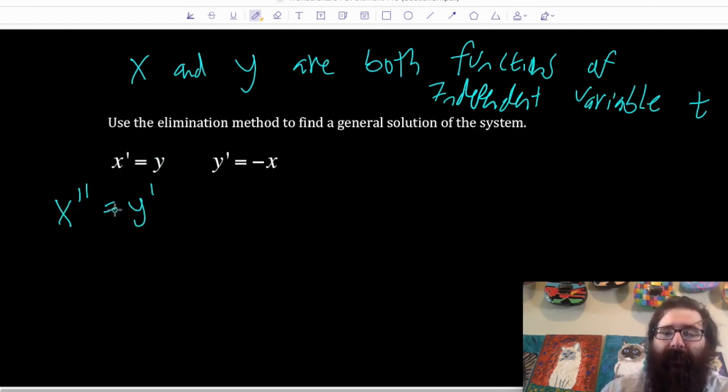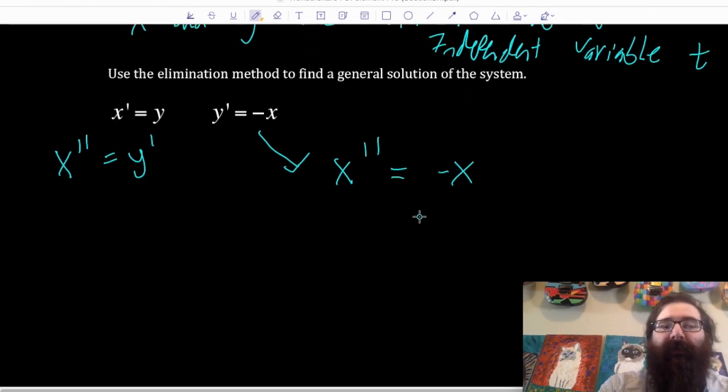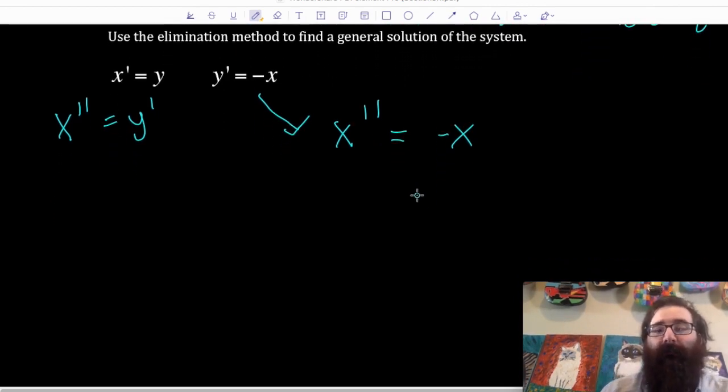And so now I have this statement I can work with, but I can use that as a substitution in the second equation. So instead of y prime equals negative x, I can replace y prime with x double prime. So x double prime equals negative x. And this is where I can start, right? So now what I can do is I can try to turn this into a homogeneous differential equation, setting it equal to 0. So x double prime plus x equals 0.